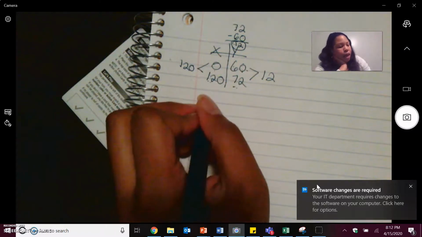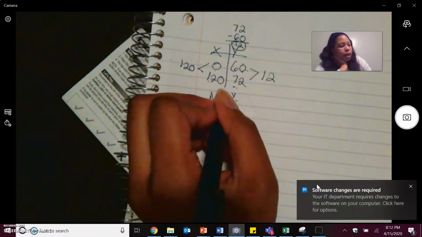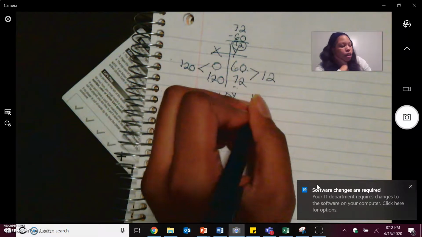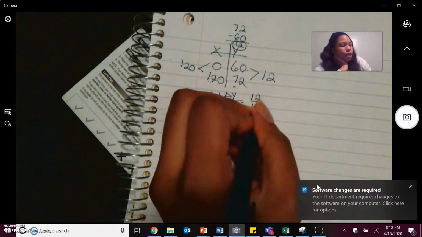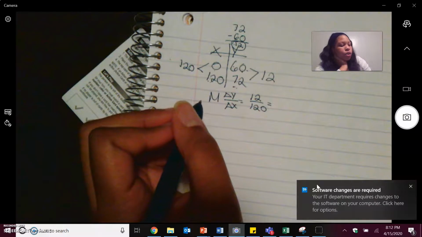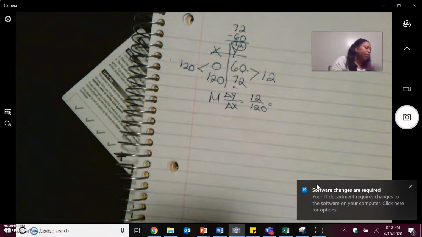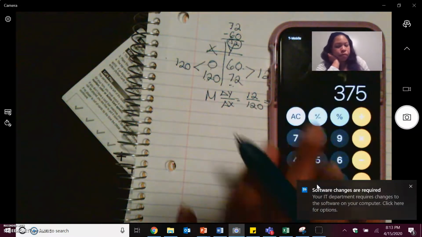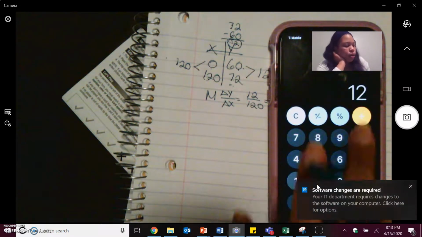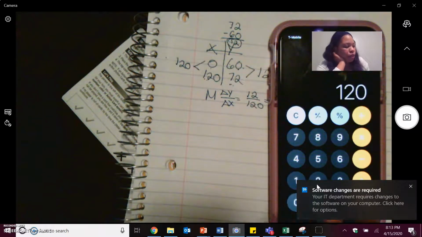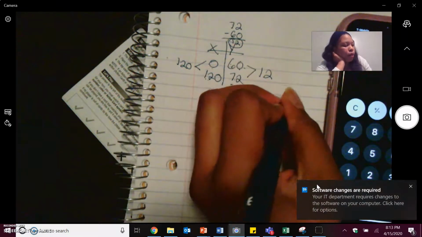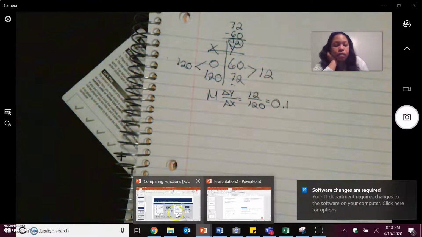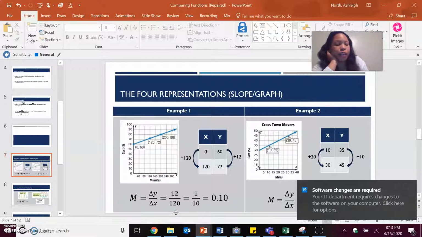Remember, my m is the difference of y over the difference of x, right? So my difference of y was 12. My difference of x was 120. And I'm now going to divide. I'm sorry, Ms. North left her calculator. But again, 12 divided by 120 is 0.1. So we're going to switch back to our slideshow to see if that matches. And it does. That's exactly what we did.